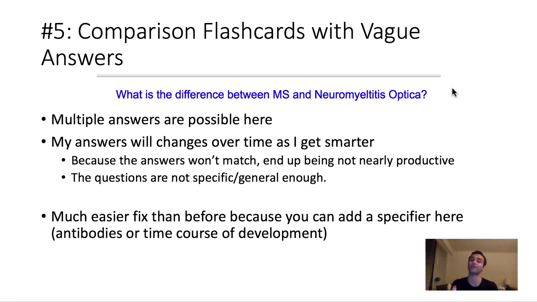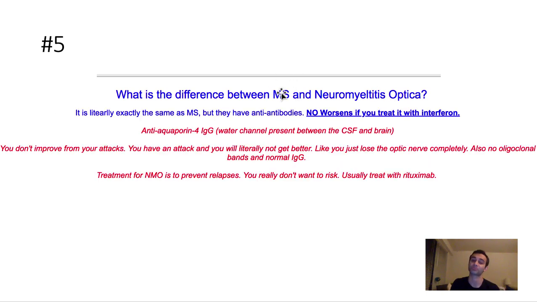Another difference is the fact that if you treat neuromyelitis optica with interferon beta, which is the treatment for multiple sclerosis, it actually gets worse. It doesn't get better. And you'll see here the answer on the back was this anti-aquaporin 4 and the fact that you don't get better from your attacks, and it gets worse if you treat it with interferon. So that's actually the whole presentation.